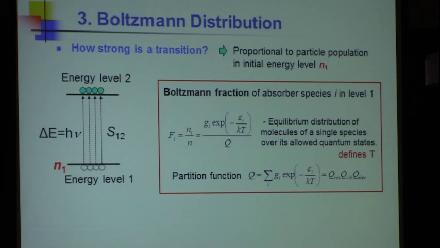This is the definition of temperature. In equilibrium, that is when temperature is defined, molecules will distribute themselves over their states in a way that depends on temperature. That's the Boltzmann condition. So if you know temperature, you calculate the distribution. If you measure the distribution, you just measure temperature. So this is the best way to measure temperature.